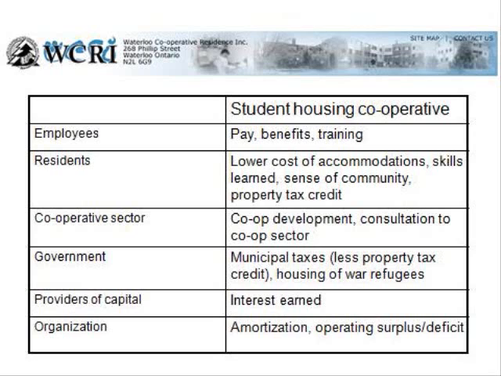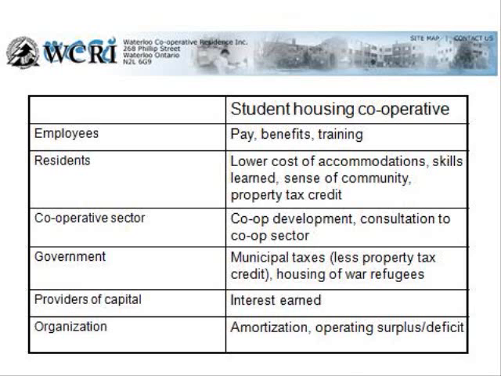The residents themselves receive benefits in terms of a lower cost of accommodations, and that's made possible because they all have to contribute labor in running the organization. They're learning about how to run an organization, developing skills that way, how to run a democratic organization, creating a sense of community, and they also get some financial benefits in terms of property tax credits on their tax returns. The cooperative sector benefited in terms of co-op development, consultation to the cooperative sector that I mentioned before. And the government, the public sector, also benefits in terms of taxes that are paid from the organization. They also were able to provide their housing in the summer months to house war refugees, which was also a benefit. And then providers of capital benefit from the interest earned on their investments in the organization, and the organization itself.